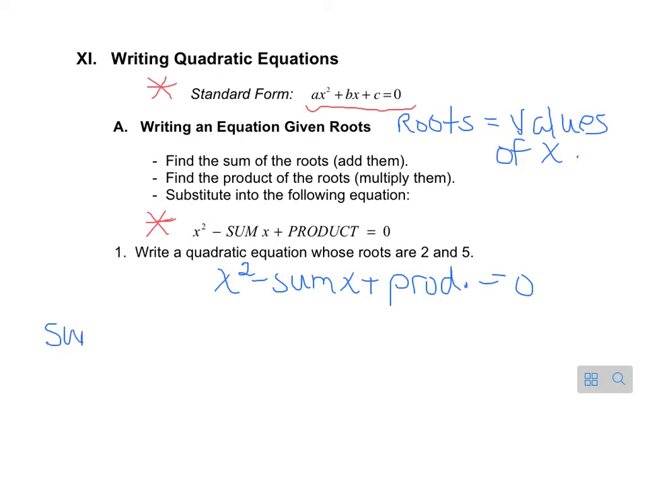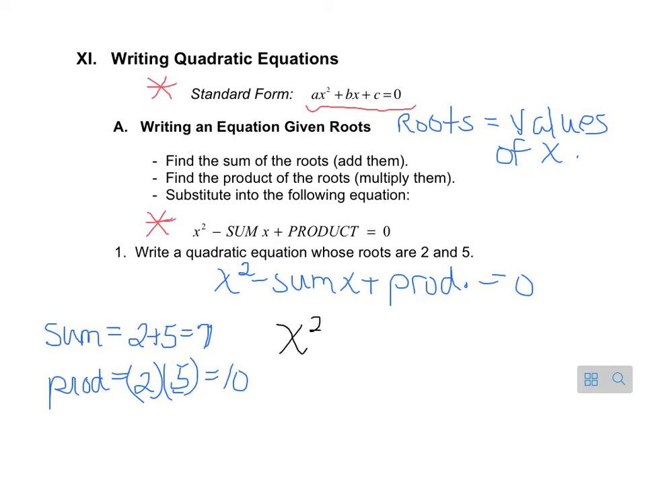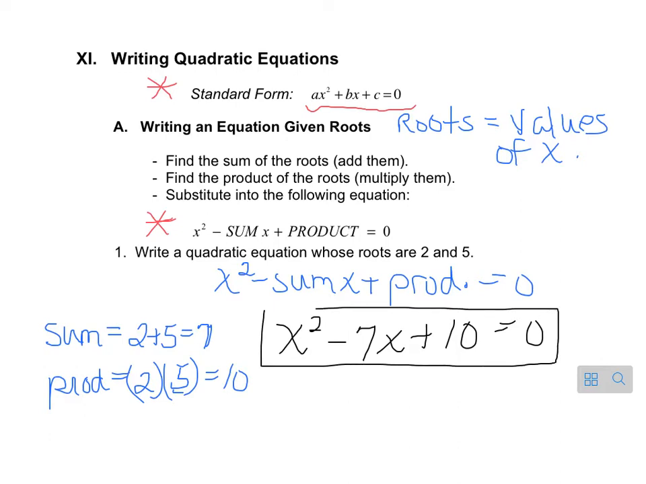So our sum is going to be 2 plus 5, which is 7. And our product is going to be 2 times 5, which is 10. And now we're going to substitute in. So we have x squared minus the sum, which is 7, times x, plus the product, which is 10, equals 0. So there is a quadratic equation whose roots are 2 and 5. Okay, let's move on.